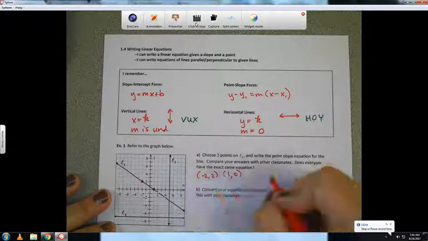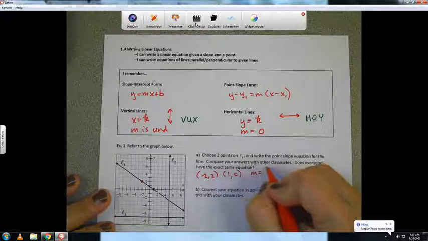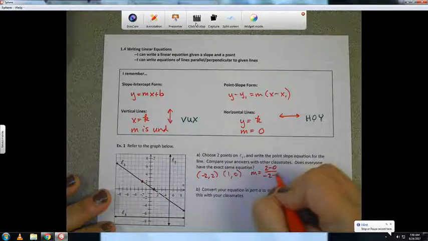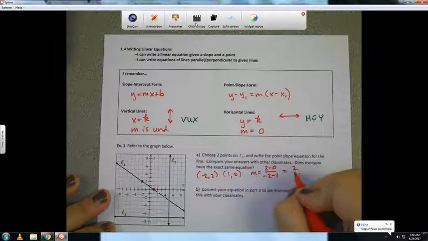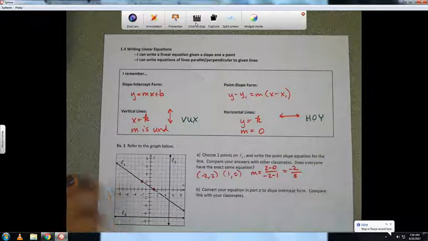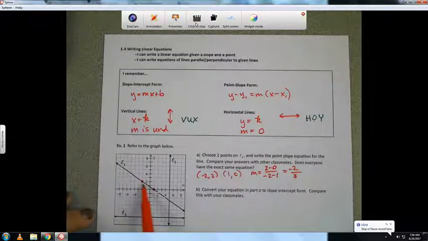So the first thing that I need is the slope. 2 minus 0 over negative 2 minus 1. And the slope is negative 2/3. Which kind of makes sense, because you can see that this line is going down from left to right.